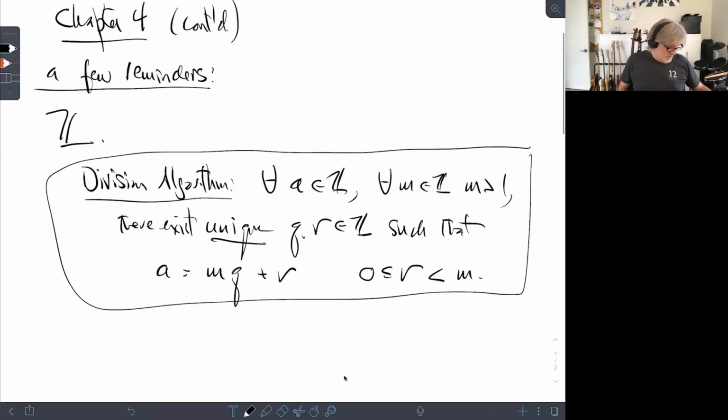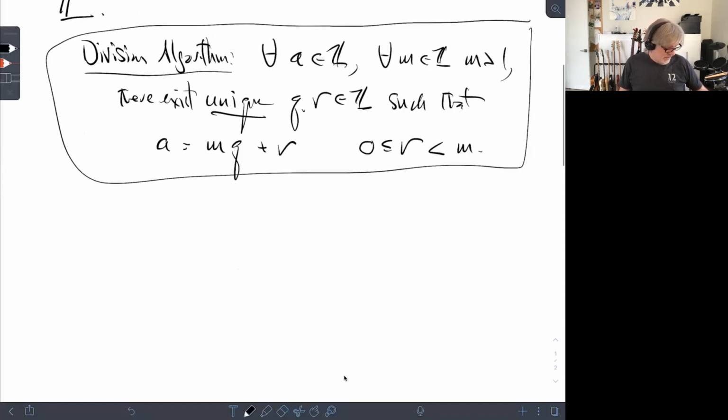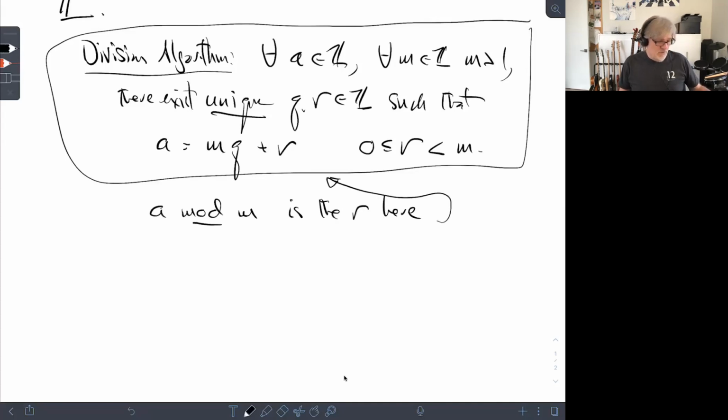And we use this to define a couple of things. So we define a function, which is as follows: a mod m is the r in this theorem. It's unique, so this is well defined. So this is the function which returns this remainder.